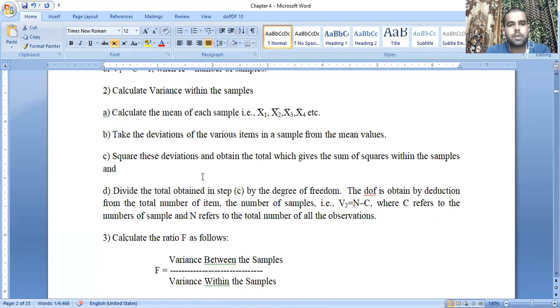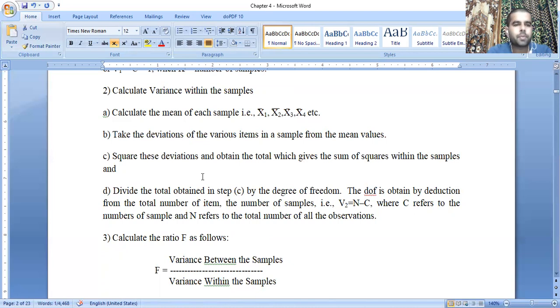After all these deviations are taken in one place and squared, you will get the value of SSE, the sum of squares within the samples. These are the few steps I have written. Observe carefully, and while we are doing the problem you will get complete clarity. In the next class we are going to start a problem also.